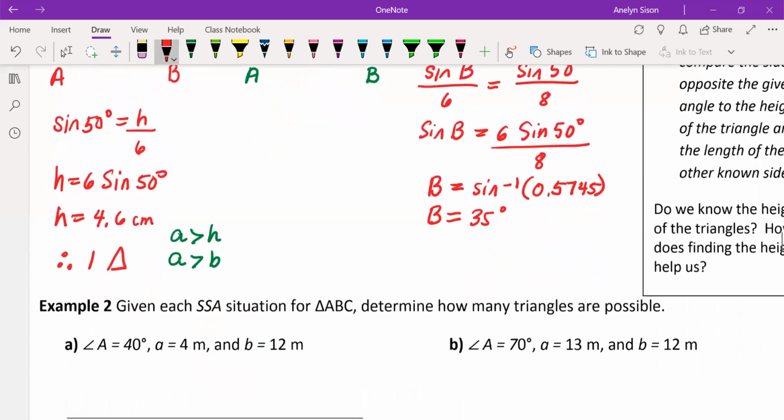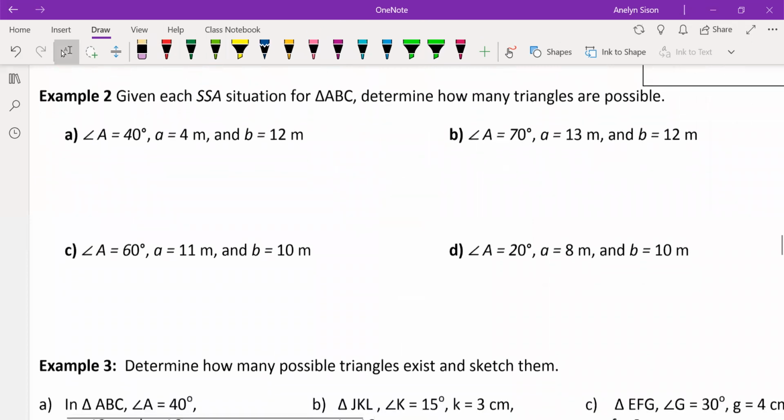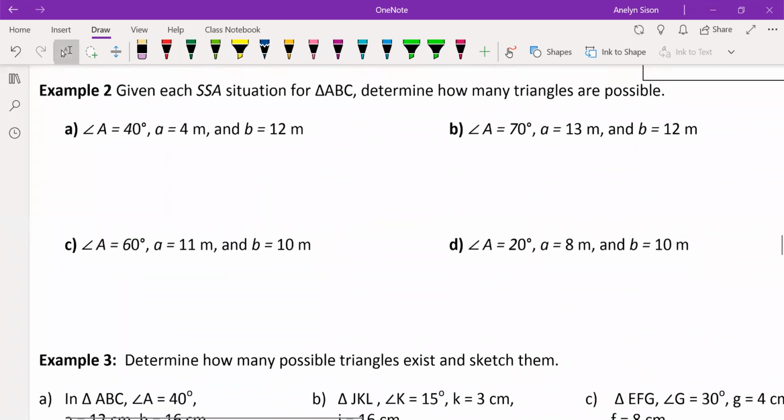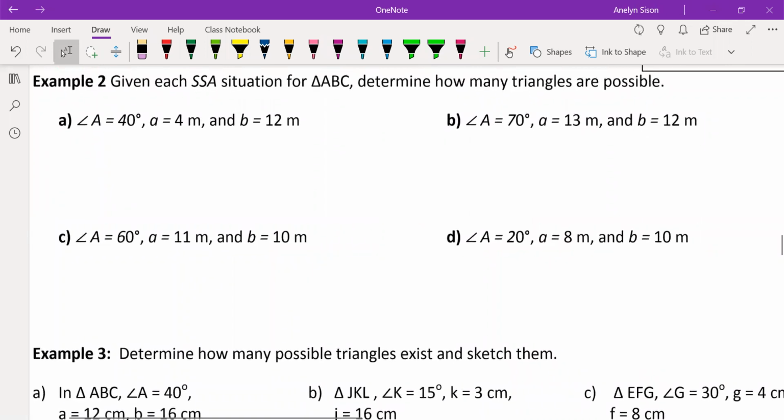Now let's go to next. Given each SSA situation for a triangle ABC, determine how many triangles are possible. So what do we do to determine how many triangles are possible? Find the height first. All right, so let's find the height. Do we need to draw? Maybe we'll draw. So we have 40.